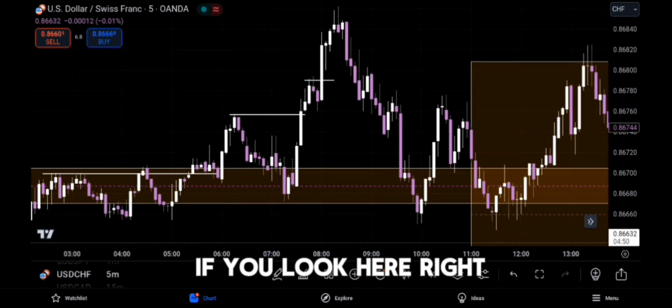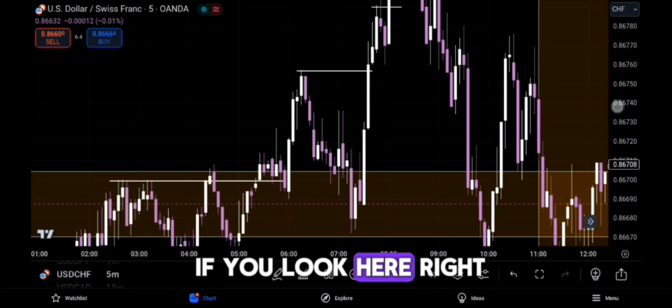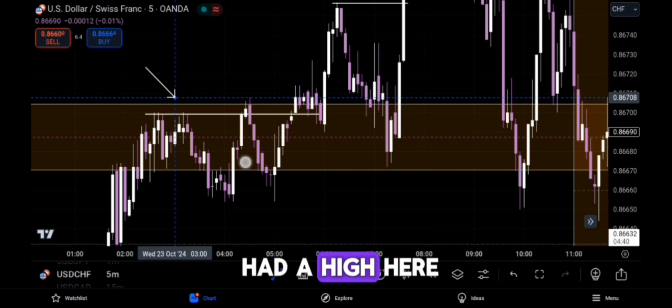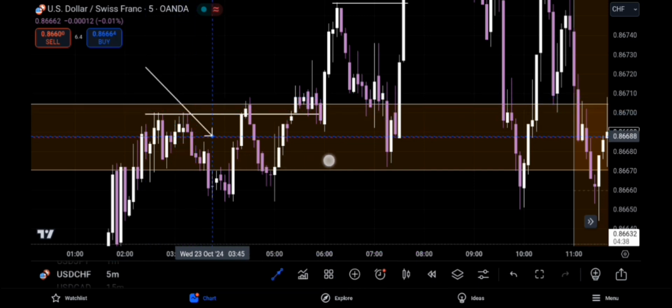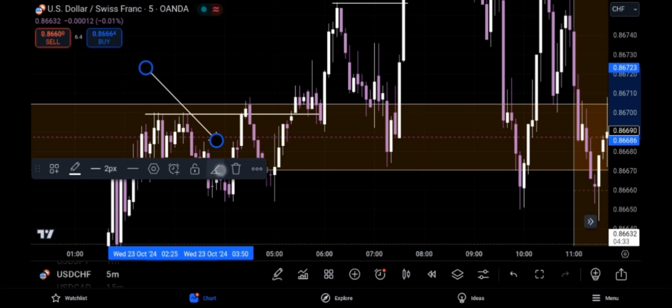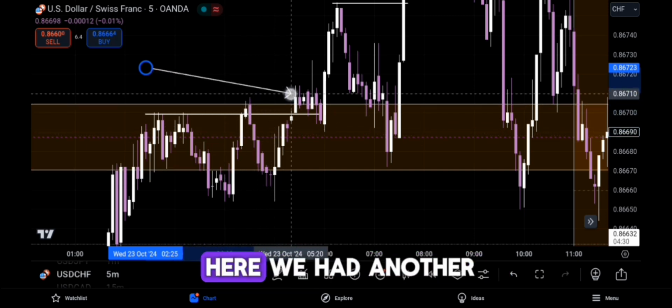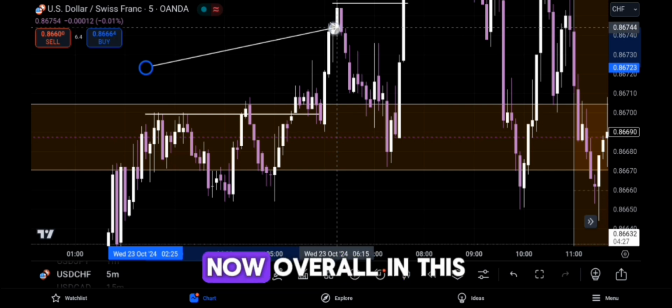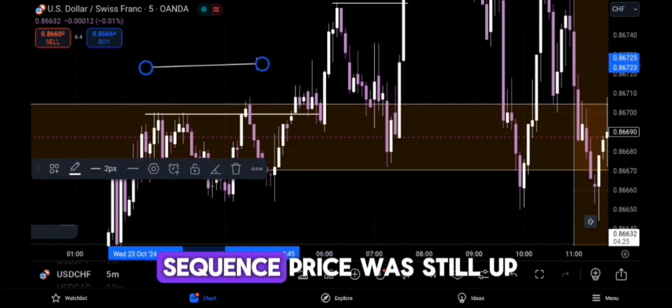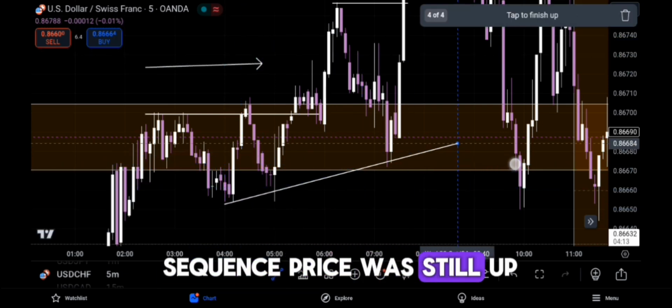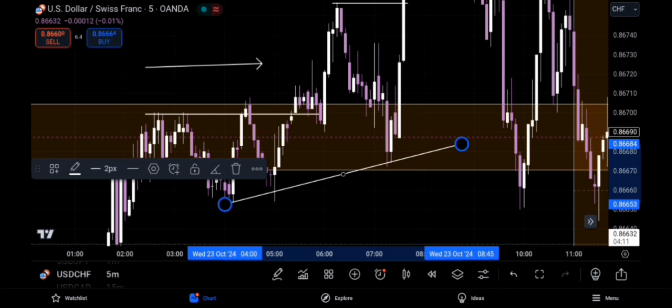So walk with me. If you look here, you see that we had a high here. We had, where, boom, a high here. We had another high here. We had another high here. We had another high here. Now, overall in this sequence, price was still up. It was still pushing upside.